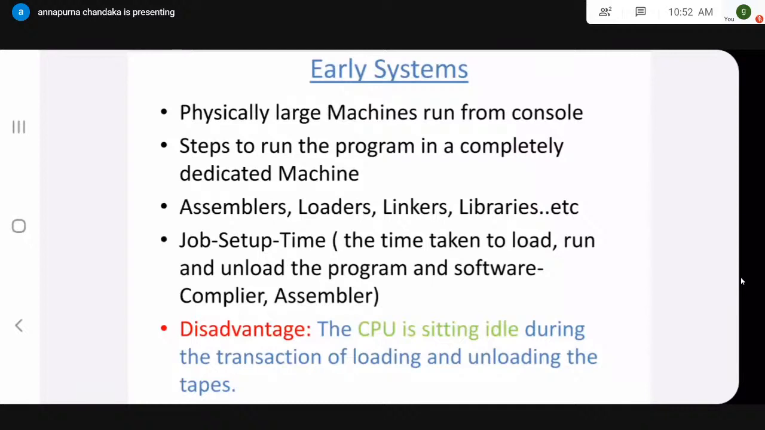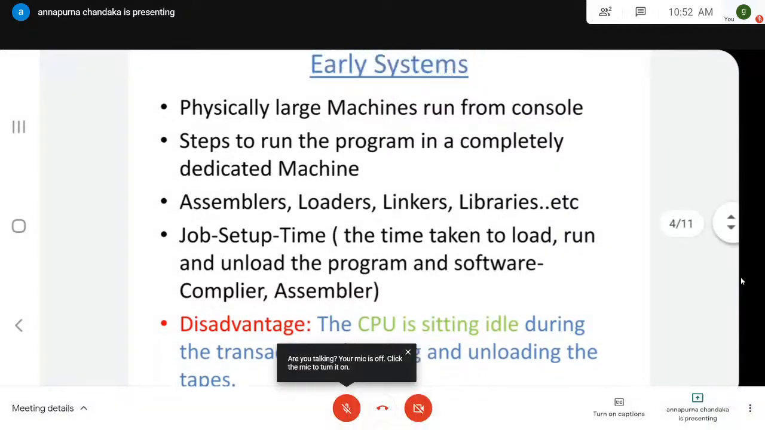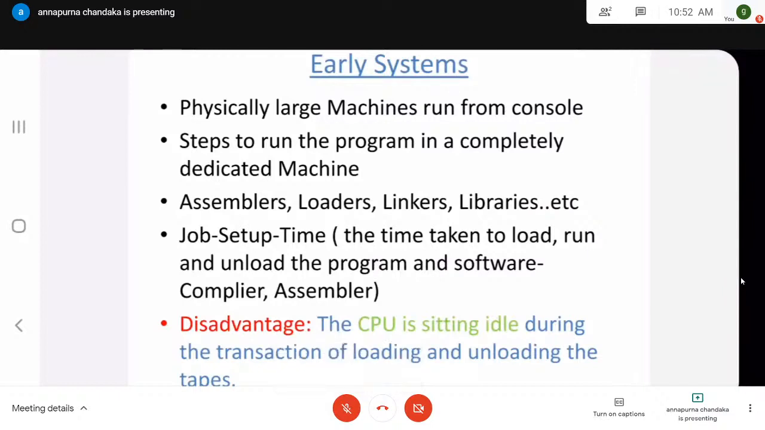Okay, the user is responsible for writing the entire program in machine language, and after that, the user is responsible for punching that entire program on punched cards. And after writing that one, the third step, the user is responsible for loading the particular program into memory through front panel switches, through card reader. And after loading the program, the fourth step is that the user is responsible for setting the starting address of the program to program counter.